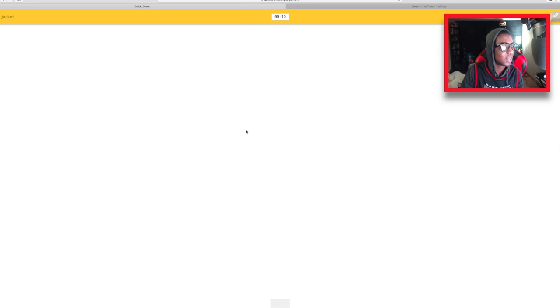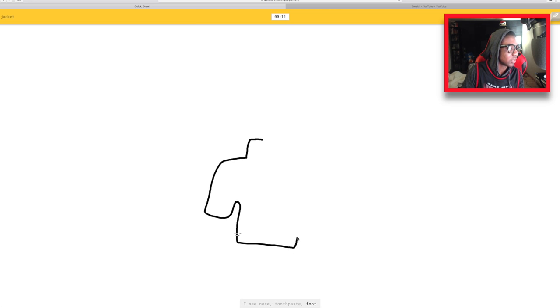Draw a jacket. I can't believe I'm still upset about that. I'm heated. Stealth is heated. All right, we're drawing a jacket. All right, toothpaste, no. This does not look like a jacket.